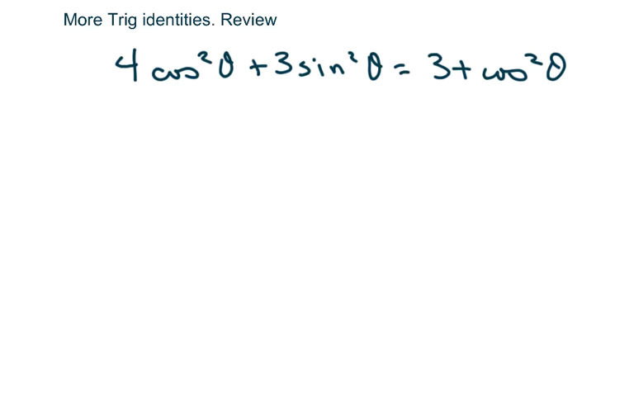Since I have cosine squared on this side and I don't have a sine on my right side here, I'm going to change this to 1. I'm going to substitute this with 1 minus cosine squared of theta. And so I'm going to do that now.